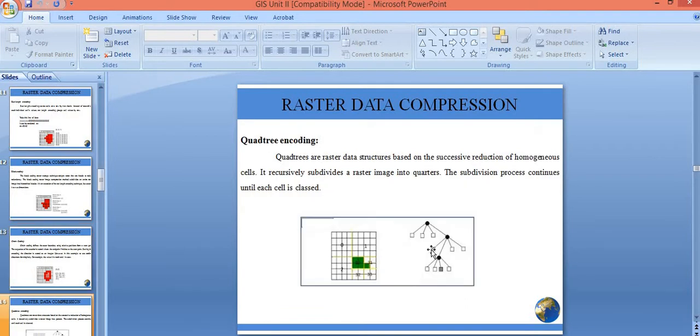And the last compression technique is quadtree encoding. In quadtree encoding, you will be representing the spatial data you have in your raster file in the form of a tree. Say for example, you have a raster layer with you, as you could see on this screen. Now we will be storing this raster file in the form of a tree. The concept is very simple. You have to split that file into 4 parts.